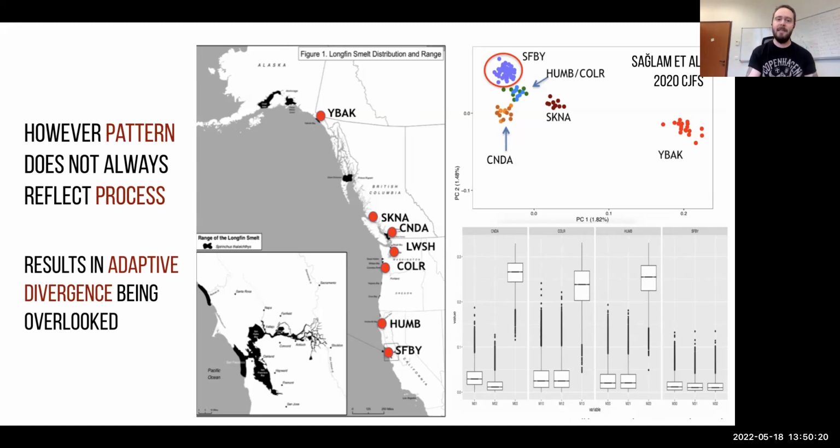So again, in this case, patterns don't always reflect the process of divergence, so understanding divergence itself, understanding the adaptive and ecological processes that have produced that variation, becomes very important. And that can really change how we approach conservation measures and how we approach protecting these populations.